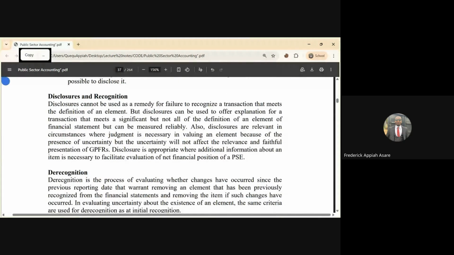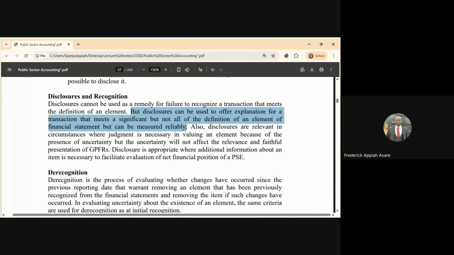Now, disclosures and recognition. Disclosures cannot be used as a remedy for failure to recognize a transaction that meets the definition of the element. So you can't decide not to recognize something and say, oh, I've disclosed it. No. If it's an element and it's material, you recognize it. But disclosures can be used to offer explanation for the transaction that meets the definition of the elements of the financial statement, but not all of them.